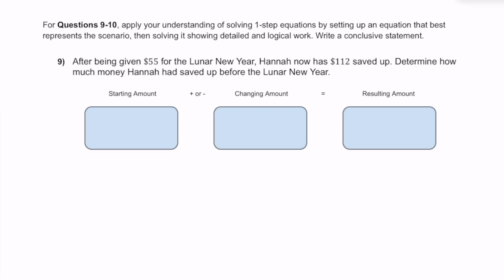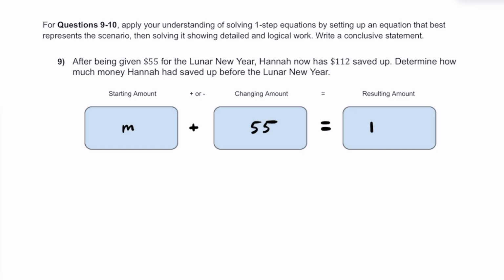Okay, so how much money did she have before? Well, we don't really know here. So we're going to go ahead and maybe use the variable m for some unknown amount of money. But she's being given more money here, right? She's being given $55. So we're either going to add or subtract here. Well, we're adding since she's being given more money. How much was she given? Well, the changing amount, or how much she was increasing or decreasing by. In this case, she was given $55, so she added $55 to her savings, or how much she has. And this is going to result in what amount of money? Well, now we know she has $112 saved up.